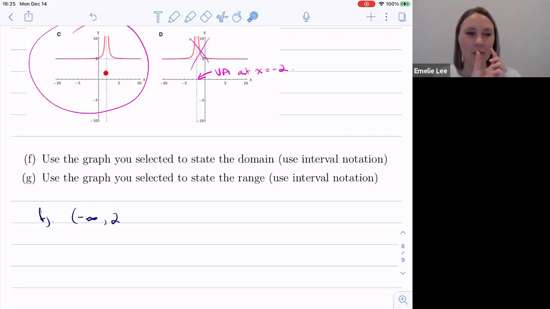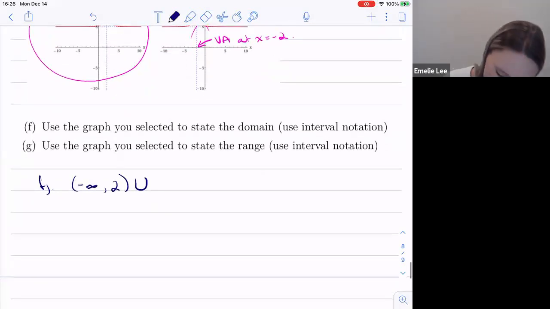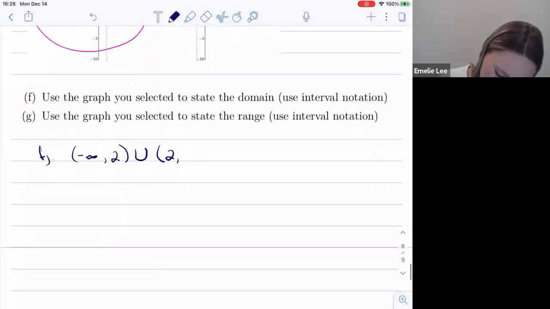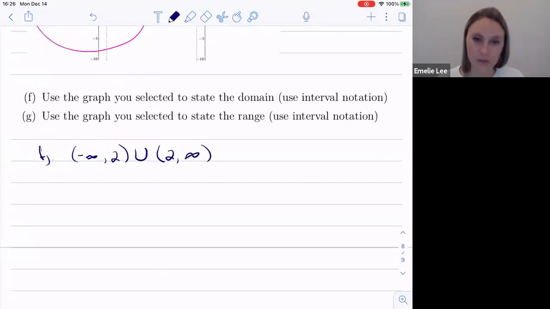So we have this little gap at +2, so that's why we have to have a round bracket. And then we have a union, that's how we connect these intervals. Then picking right back up at 2, very close to x equals 2, and then going to +infinity. So again, we need to have round brackets here at these asymptotes because we can't get to those values up to +infinity.